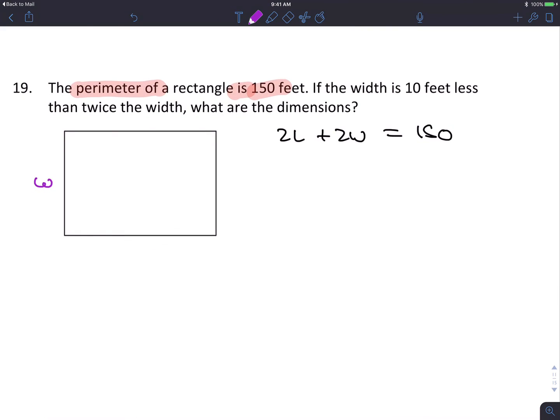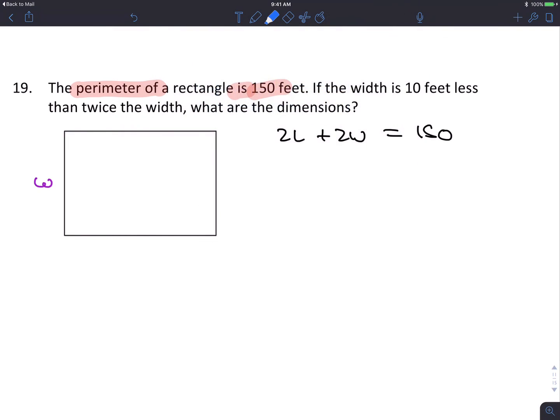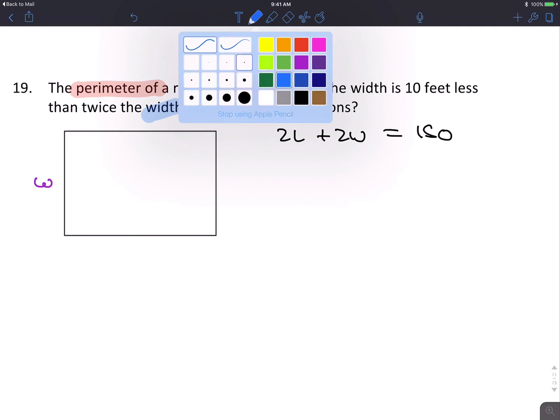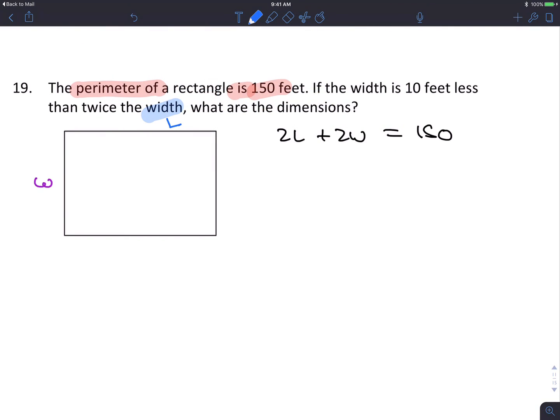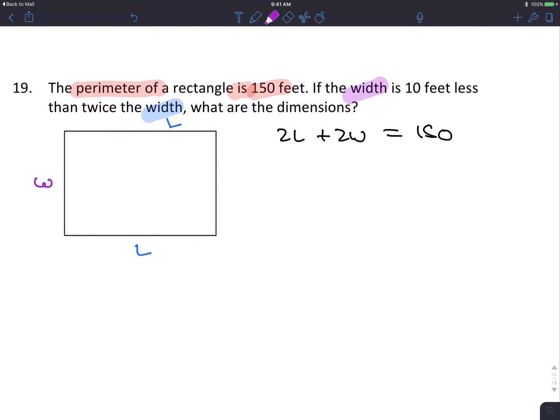And we have a typo in 19. So let's make a note to ourselves of this typo. This should be length. Okay. Length. A length down there. Okay. Width is W.